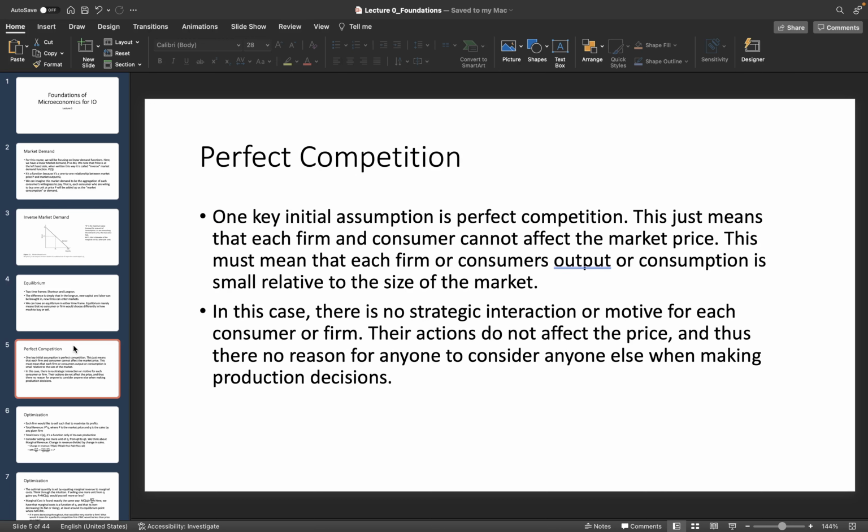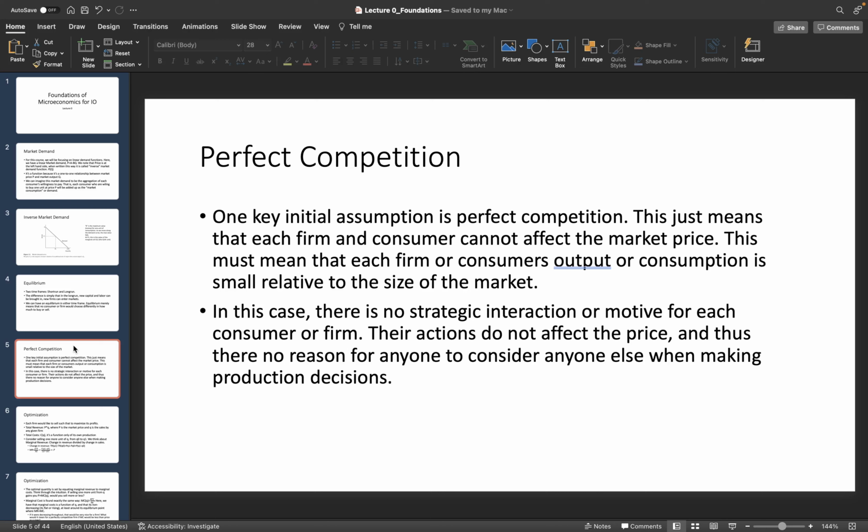One key assumption here moving forward is perfect competition, at least for this part of the course, right? Understanding perfect competition is necessary for us to really understand monopoly power and market power. What does perfect competition mean? This just means that each firm and consumer cannot affect the market price. This must mean that each firm or consumer's output or consumption is small relative to the size of the market.